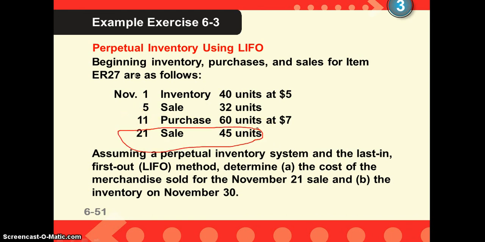Last in, first out. What's the last in? This purchase here. So you're selling the 45 units using the last purchase. That should help you calculate the cost of merchandise sold. Then you need to calculate the inventory that's left. Whatever we haven't sold from this purchase is left, and this is left. Go ahead, pause, and see if you can calculate the answers.